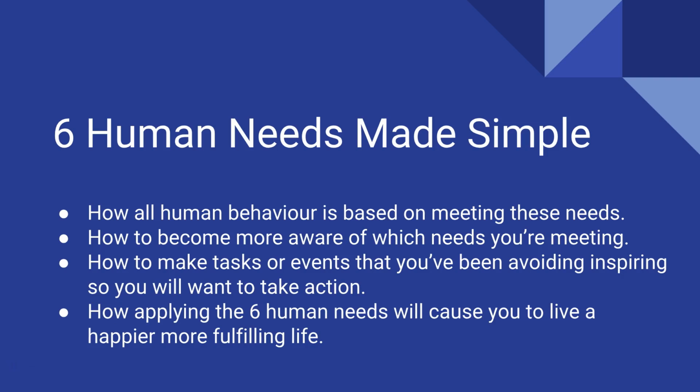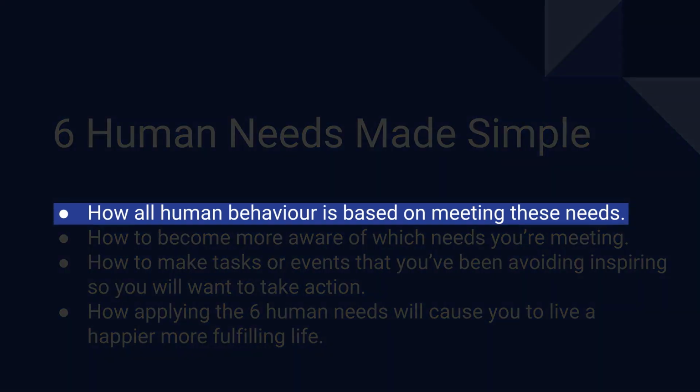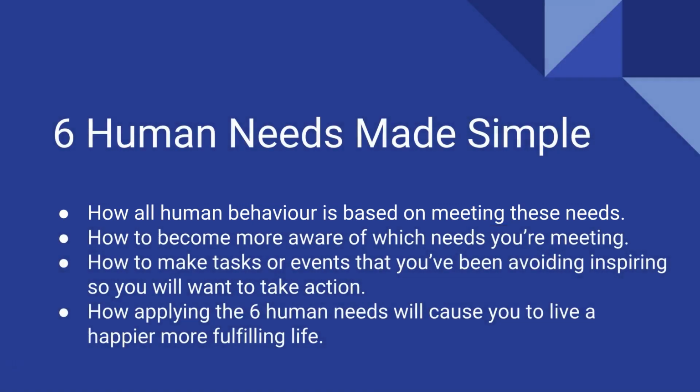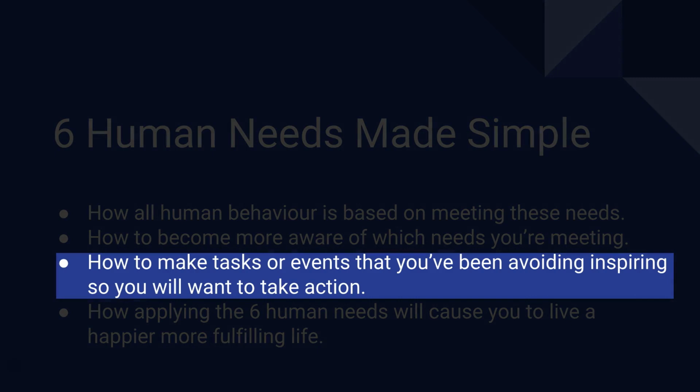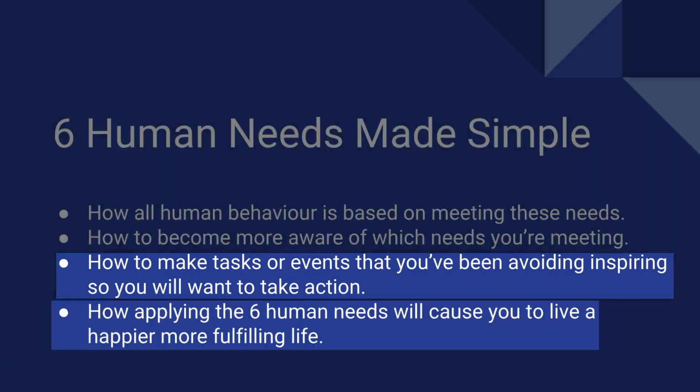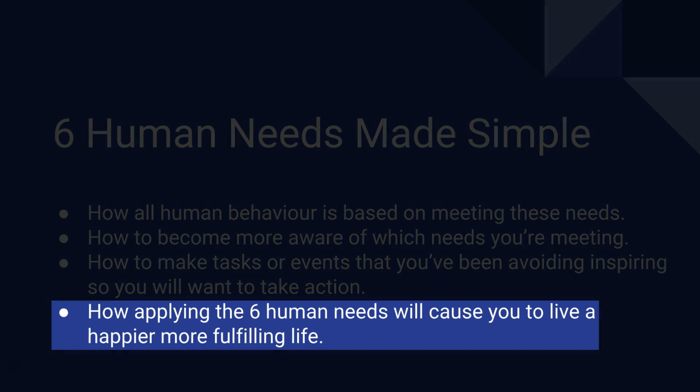I want to be going over the 6 human needs and simplifying them so you can apply them to start taking empowered action. I'm also going to be going over how all human behaviour is based on meeting these needs, how to become more aware of which needs you're meeting, how to make tasks or events that you've been avoiding more inspiring so you'll actually want to take action on them, and how becoming aware of and applying the 6 human needs will allow you to live a happier and more fulfilling life.